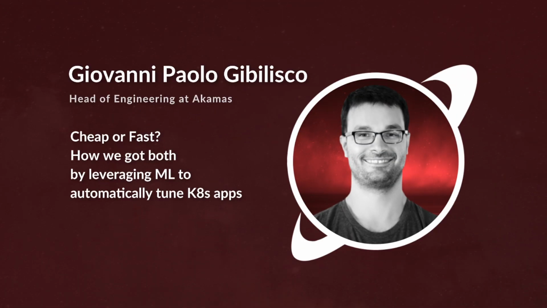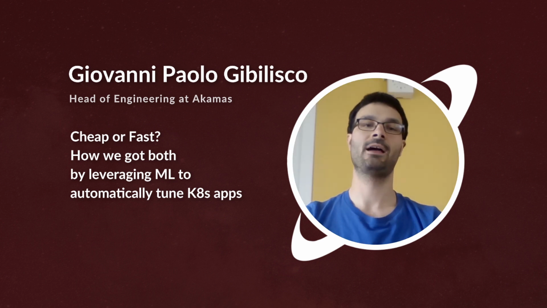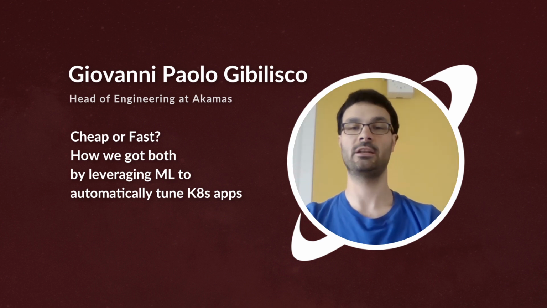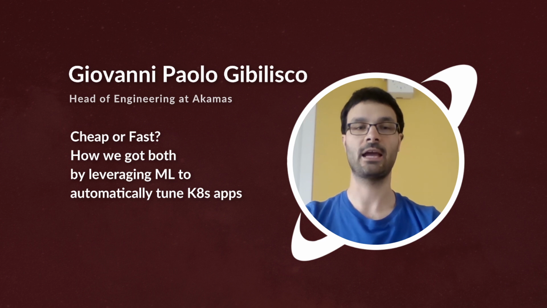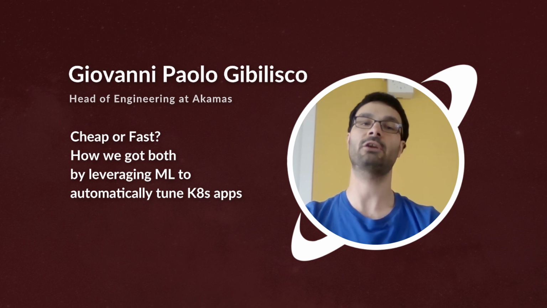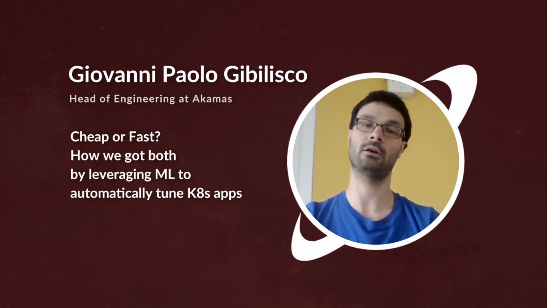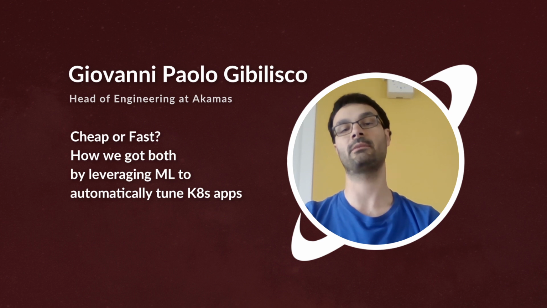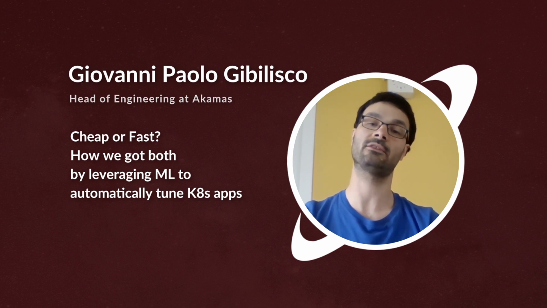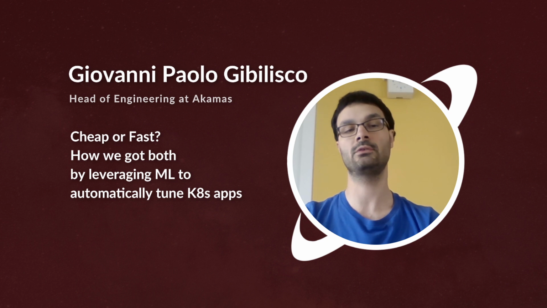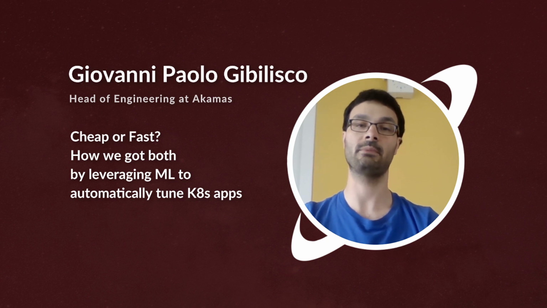Giovanni Paolo Gibilisco, Head of Engineering at AKMS, is here to present Cheap or Fast, how we got both by leveraging machine learning to automatically tune Kubernetes apps. Hi everyone! My talk is the story of two competing goals: the urge for speed and faster applications, and the need to reduce your cloud cost. I'll share with you some insight on how to achieve both in microservice applications running on Kubernetes. We will explore together some key aspects of how Kubernetes runs your applications and introduce a new approach to performance optimization based on machine learning.